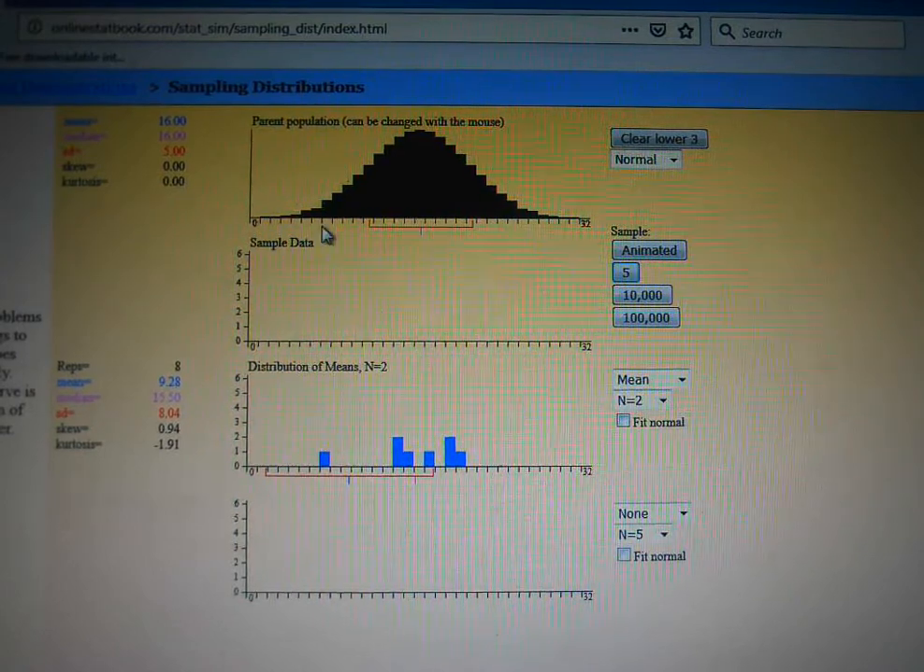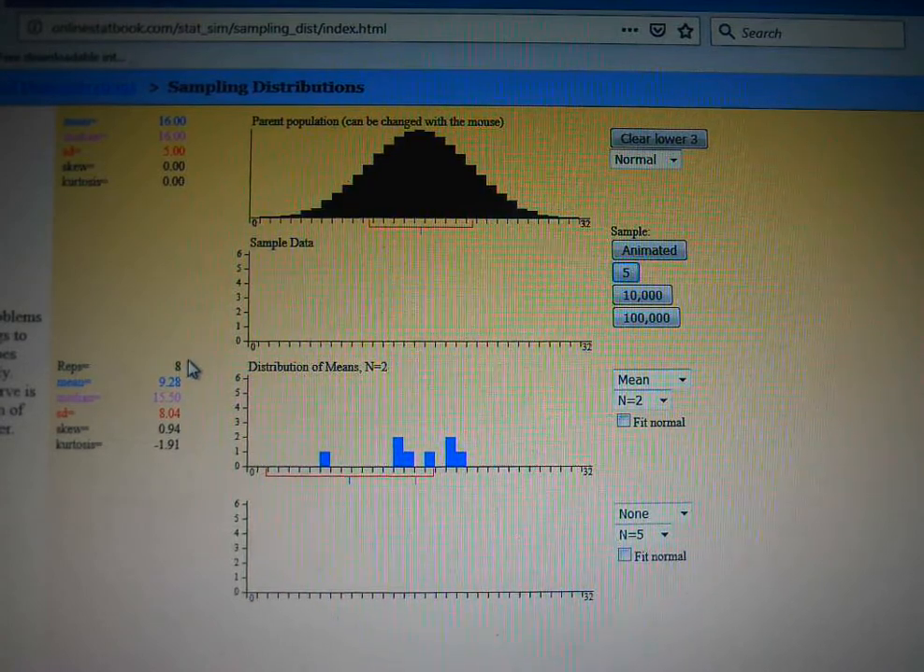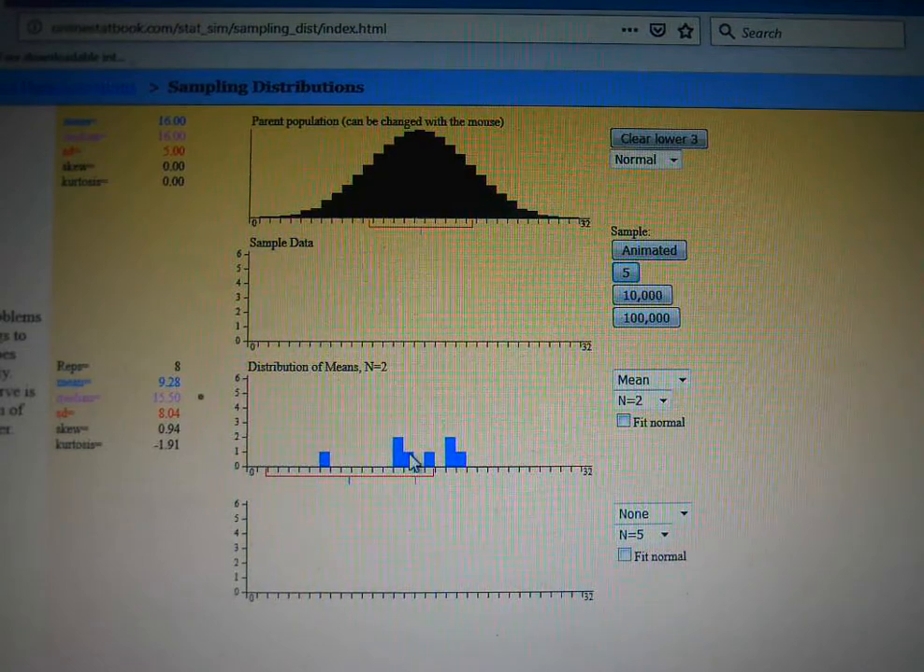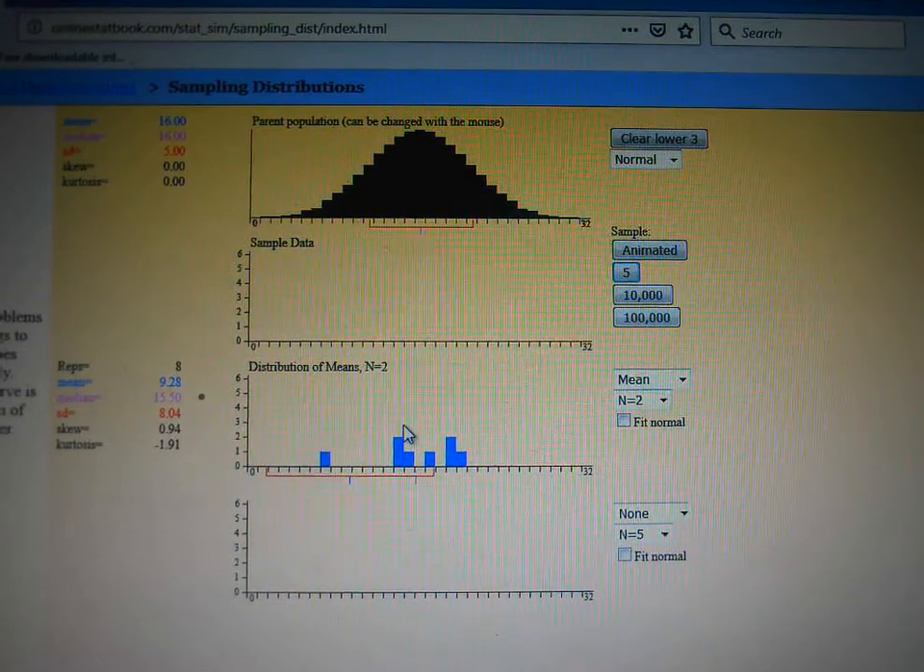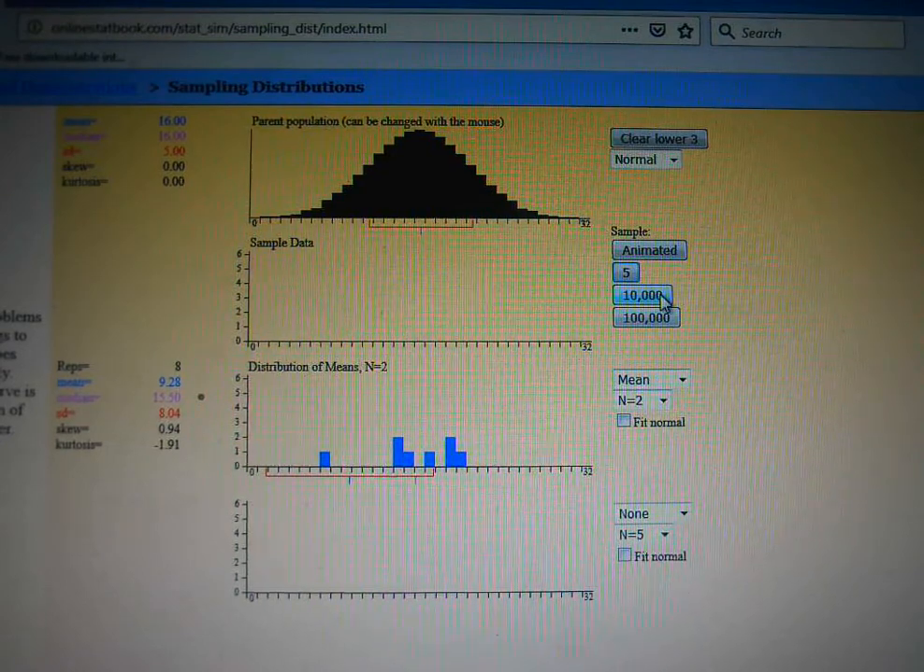Now notice there are 8 repetitions, so it randomly chose 5 more samples of size 2, calculated the sample mean for each of those samples of size 2, and plotted them on the axes. Now if I do 10,000, once I click that, notice over in the reps, it's going to say 10,008.